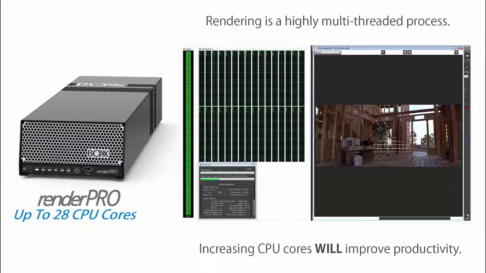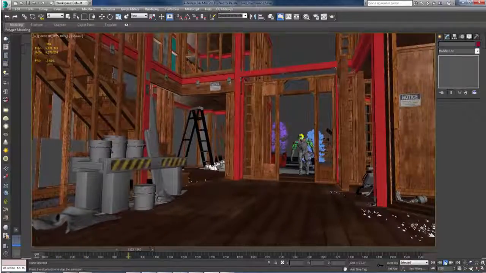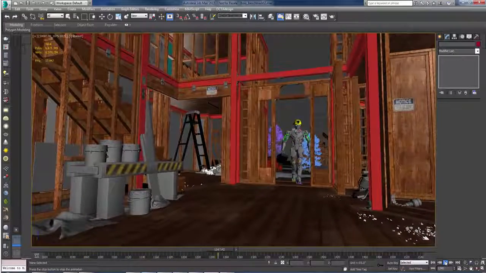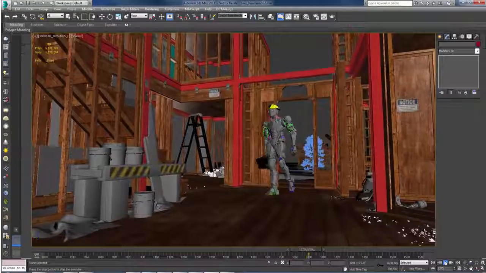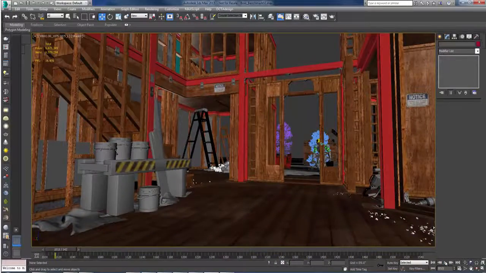Rendering, on the other hand, is a highly multi-threaded process. The more CPU cores you have at your disposal, the shorter your render times will be. However, you do not want to render on your local production workstation, and here's why. As we discussed earlier, low frame rates inhibit your ability to create, interact, and manipulate 3D meshes in your scenes. In this clip, we're getting about 17 frames per second in the viewport.